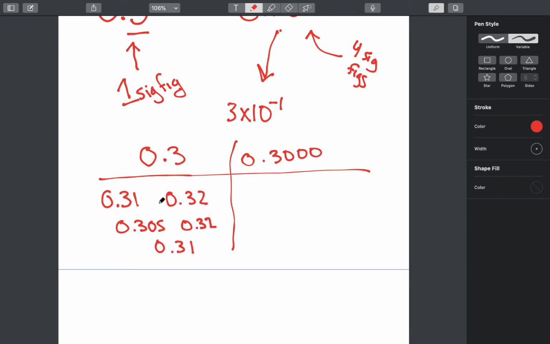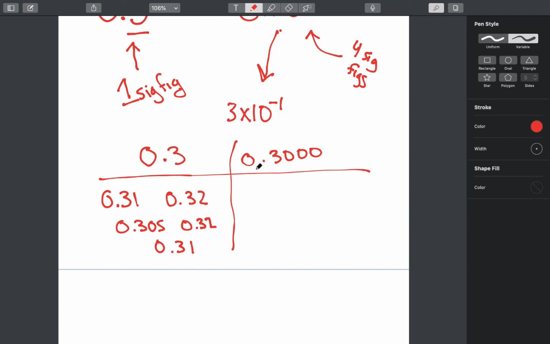So if it produces these values, it's safer to say that the actual measurement is around 0.3 instead of saying it's 0.31, 0.32, 0.305, because the precision is not that high for this instrument. So we can only say with confidence that the measurement is around 0.3.